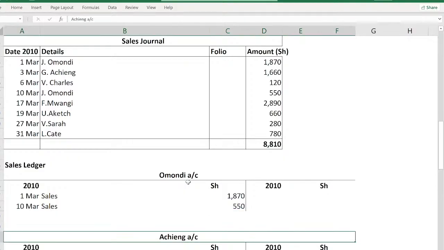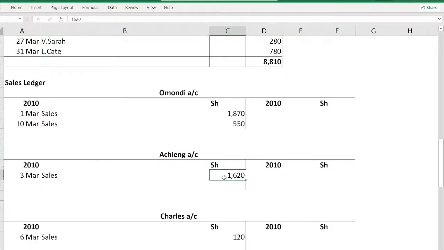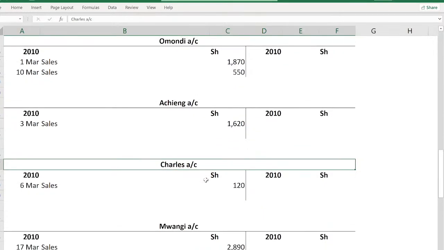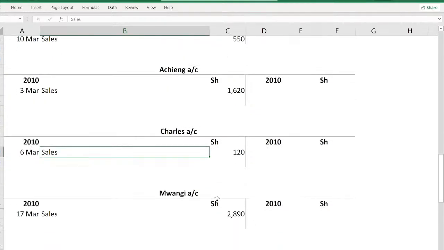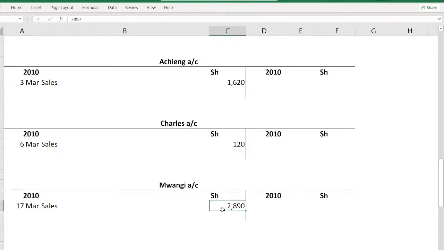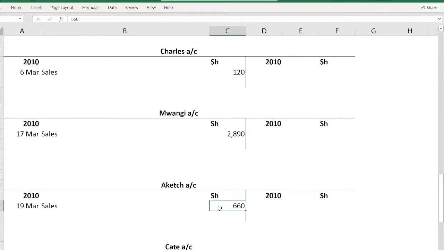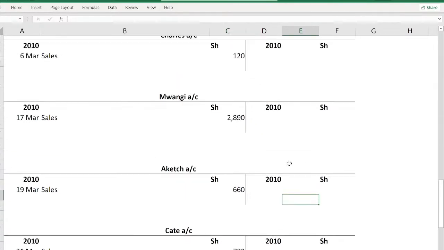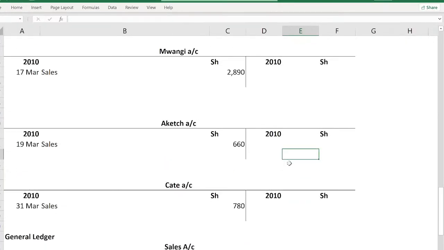Then we go to Achieng. Did a credit sale on March 3. So we debit her account. Charles, we're also going to debit on the sale for March 6 for 120. Mwangi account, we debit the sales for 2890. Akech's account, we debit the sales for 660. Account for Sala, and March 31st for L. Kit 780. You can see on the debit side, it shall be blank. We leave it like that because they never did any transactions. So those are the sale ledgers.